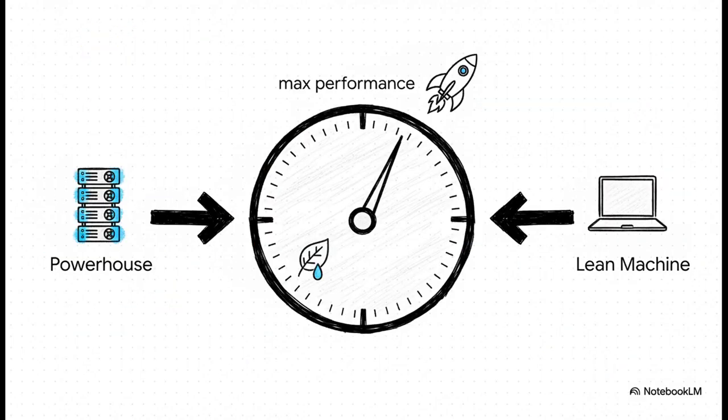Now, this is what's so cool. Look at how our two different builds use the exact same tool for completely opposite reasons. The powerhouse, which we assume has plenty of RAM to spare, is going to increase the dbcache to squeeze out every last bit of performance. But our lean machine, which is all about being resourceful, can actually decrease it to save that precious memory for other things running on the computer.